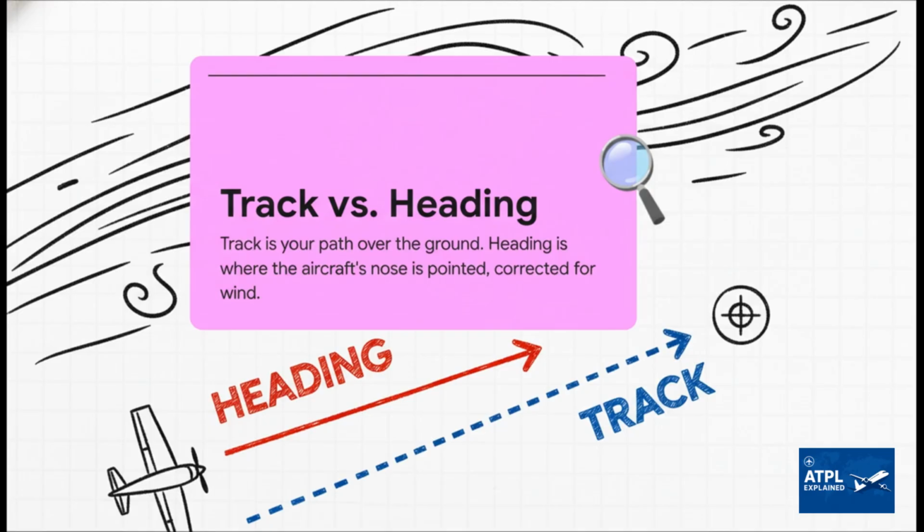See, your track is the actual path you want to follow over the ground, but your heading, that's where you actually have to point the nose of the aircraft to counteract the wind and stay on that track. Forgetting to correct for wind is an easy way to lose marks.